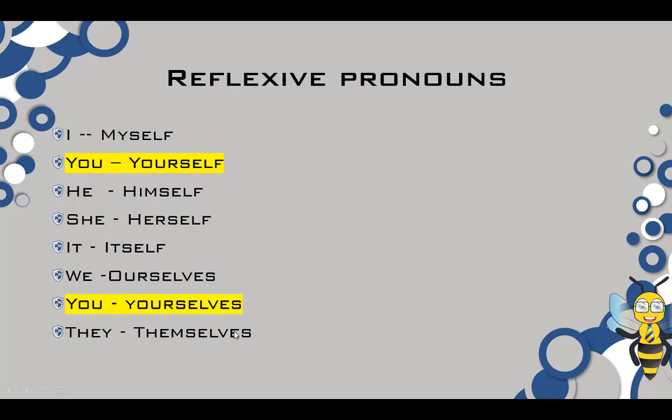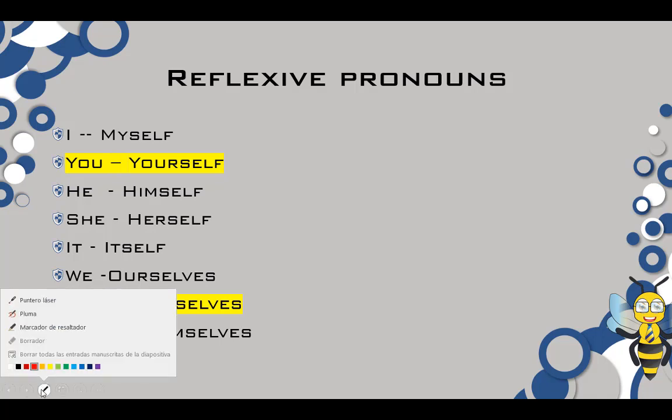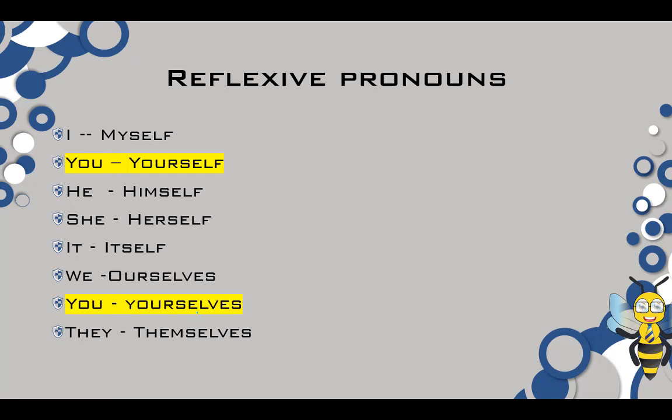As you can notice, the plural nouns are always with selves, selves, selves, and all the singular nouns are with self. Okay, perfect.